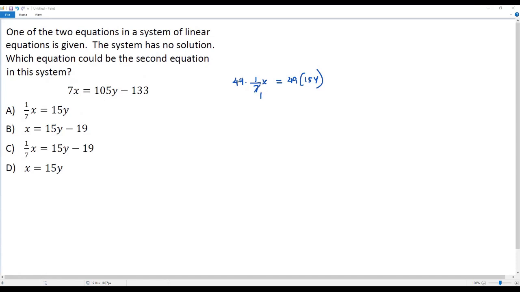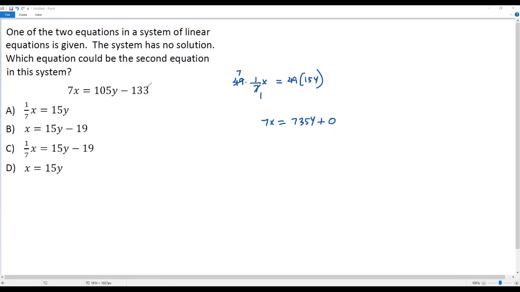7 goes into 7 one time, 7 goes into 49 7 times, 7 times 1 is 7, 7 times x is 7x. On the right side, when I multiply 49 and 15y, I am getting 735y. And there is no constant term on the right side over here, so let's consider 0 as the constant term. Then we can write positive 0. Now I got the linear equation in answer choice A exactly in this format.